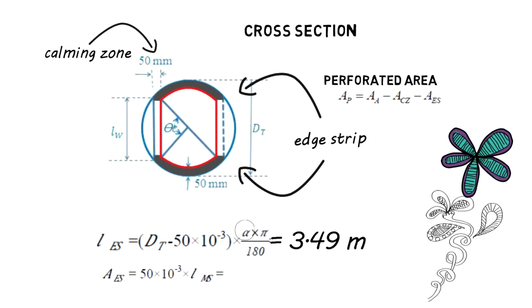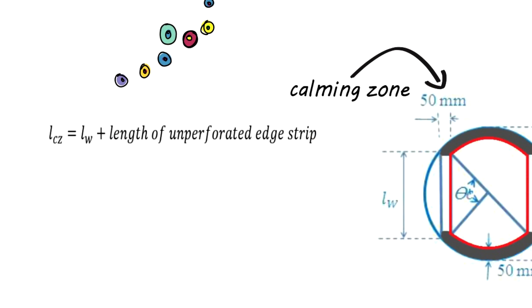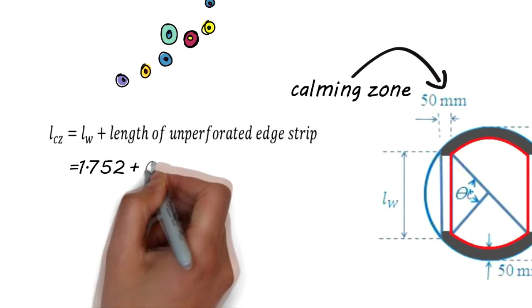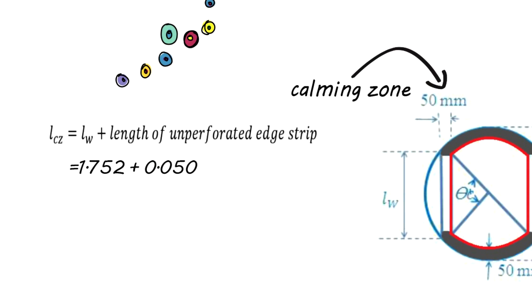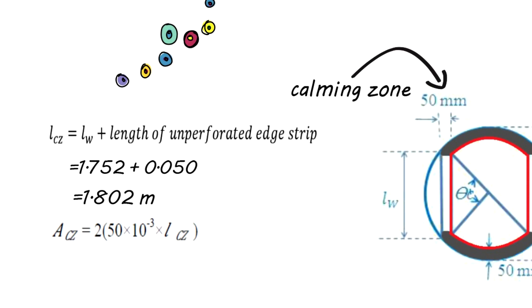The area of the edge strip is the edge strip length times the calming zone width, and again upon substitution, 0.175 square meter is the area. We should determine first the length of the calming zone by adding weir length plus the length of the unperforated edge strip. Thus, the length of the calming zone is 1.802 meters. The area of the calming zone is only twice the area of the vertical strip. The area of the calming zone is 0.18 square meter.